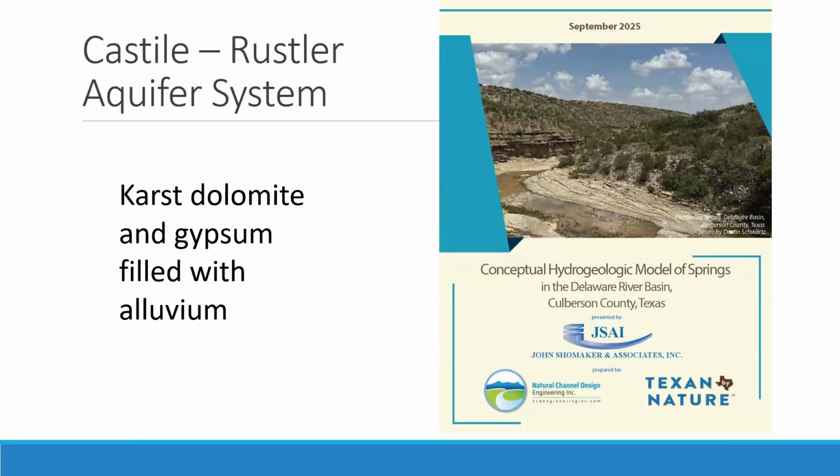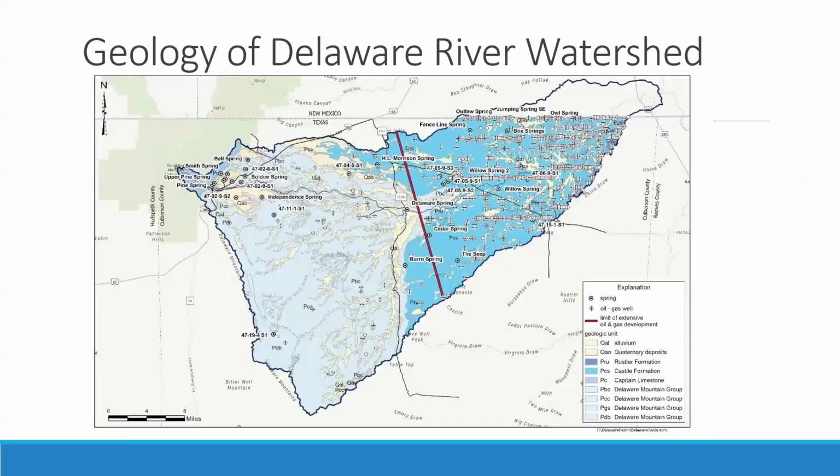This was a real fun project, did it earlier last year. Basically, we were trying to characterize springs in a watershed, the Delaware River watershed. That comes off from the Guadalupe Mountains and goes towards the Pecos River. And so here's a map of that watershed.